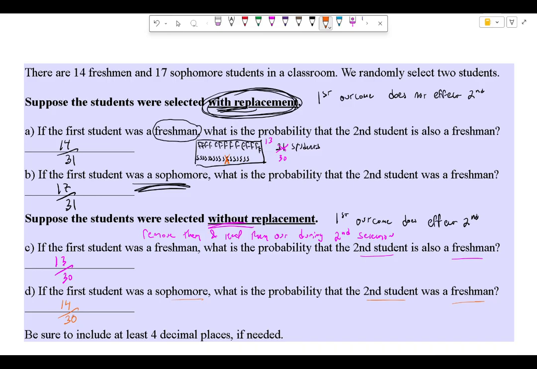So hopefully this video helps to explain the multiplication rule and the addition rule for "and" and "or" connectors, and also the with and without replacement.